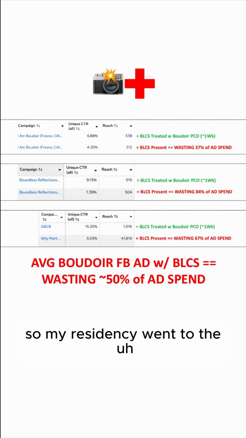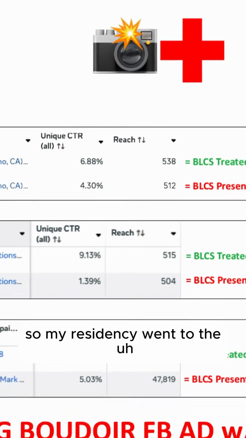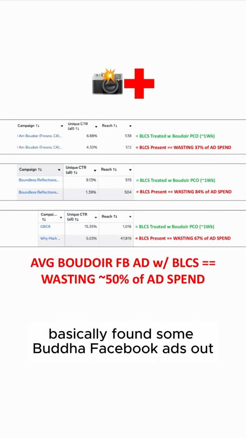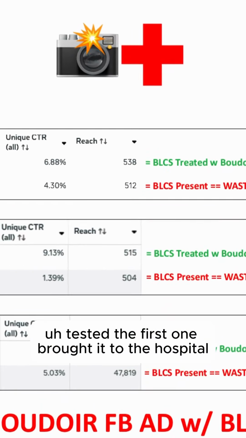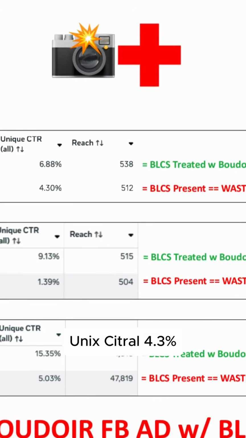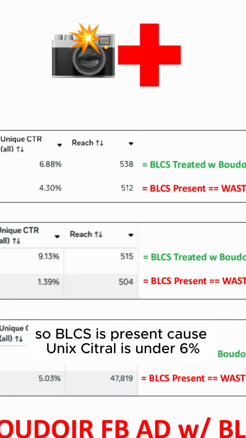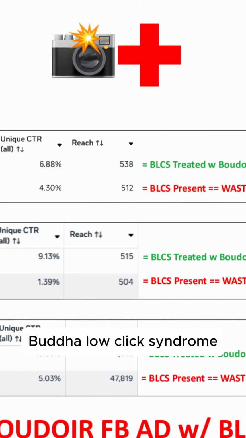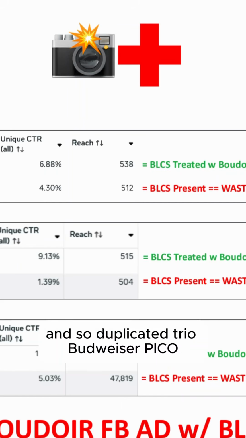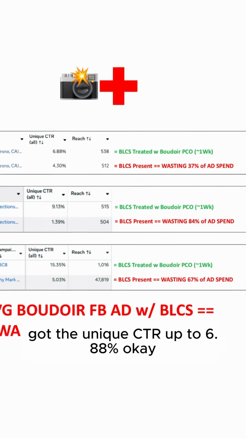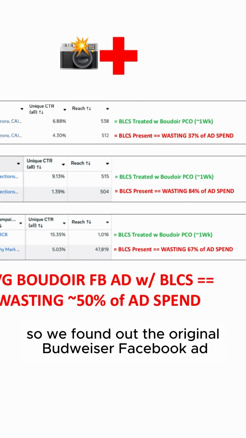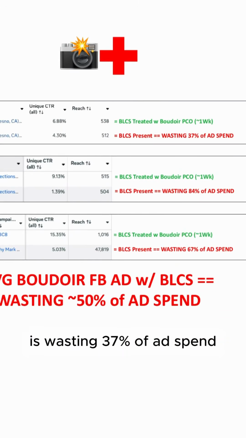So my residency, basically, I found some Boudoir Facebook ads out in the wild. Tested the first one, brought it to the hospital, unique CTR 4.3%. So BLCS is present because unique CTR is under 6%, Boudoir low click syndrome. We duplicated it, treated with Boudoir Pico, and got the unique CTR up to 6.88%. We found out the original Boudoir Facebook ad was wasting 37% of ad spend.